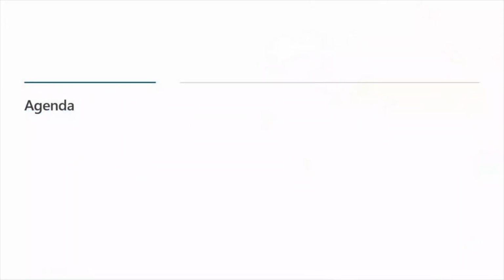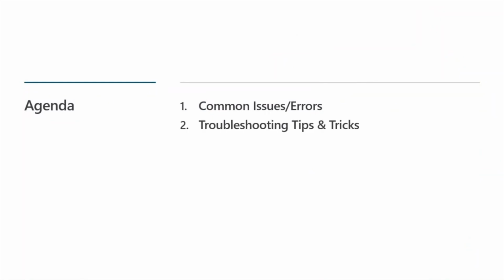Our agenda for the session will be to cover common issues and errors, and then to review the troubleshooting tips and tricks, along with the demos of those troubleshooting steps. So we will be going through all of these agenda items in 3 different sections. We have broken these out into inbound, inventory, and outbound, our 3 main functional areas within warehouse management. So let's get started.